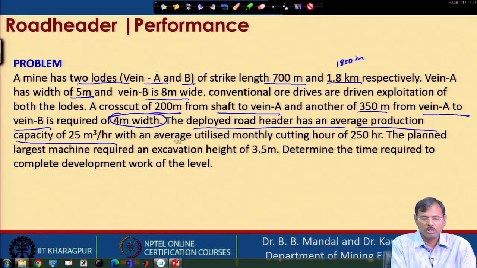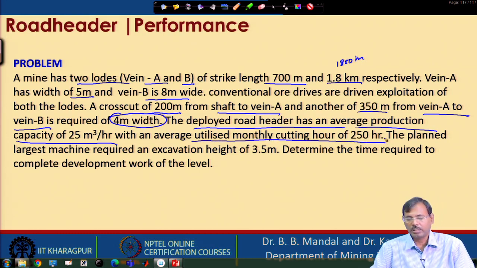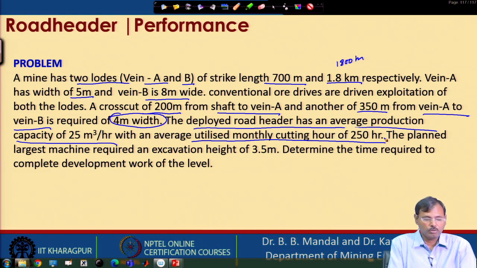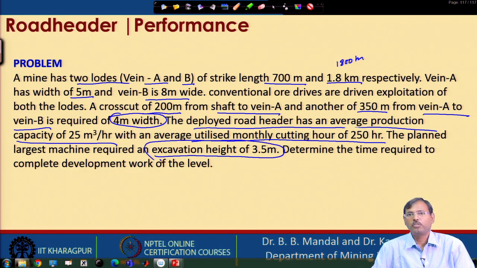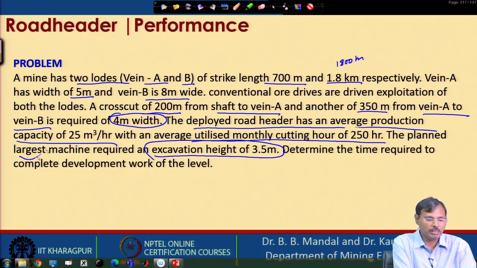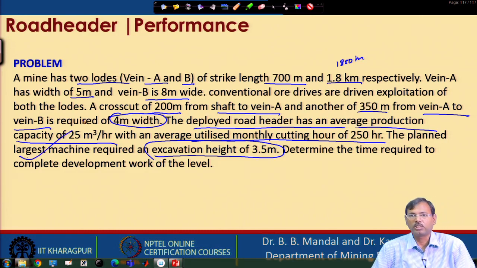Now, we are also finding that the monthly utilized cutting hours are 250 hours. Now, the excavation height required for all the cases is 3.5 meter. Again, considering the largest plying machine, we consider the 3.5 meter; all the openings should have that height.